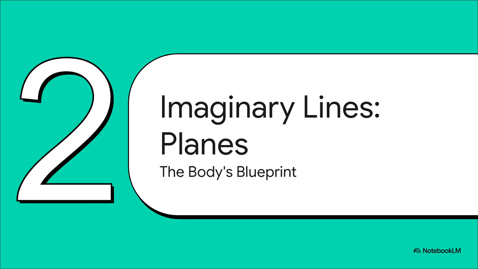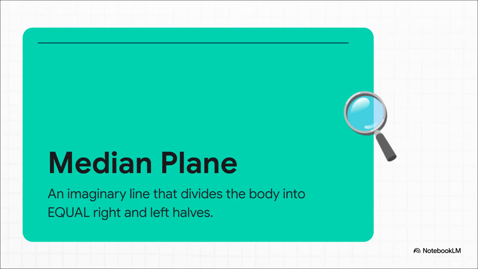So where do we even begin with all this? Well, we start with the body's blueprint. Vets imagine these invisible lines called planes that slice through the body. It sounds a little weird, but they basically create a map that all the other terms are based on. Okay, first up, and this one's super important, is the median plane. Picture a single line running right down the middle, from the tip of the nose all the way to the tip of the tail. It splits the animal into two perfect mirror image halves, a right and a left. There's only one median plane, and it's all about that perfect 50-50 split.